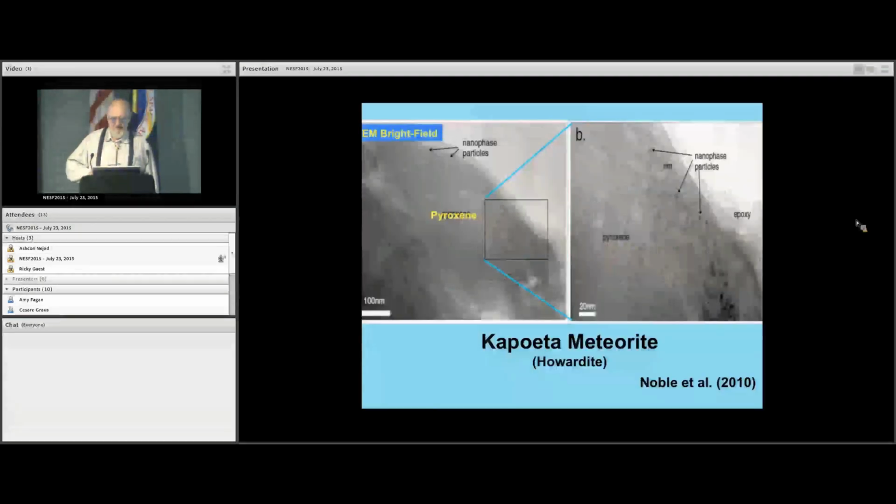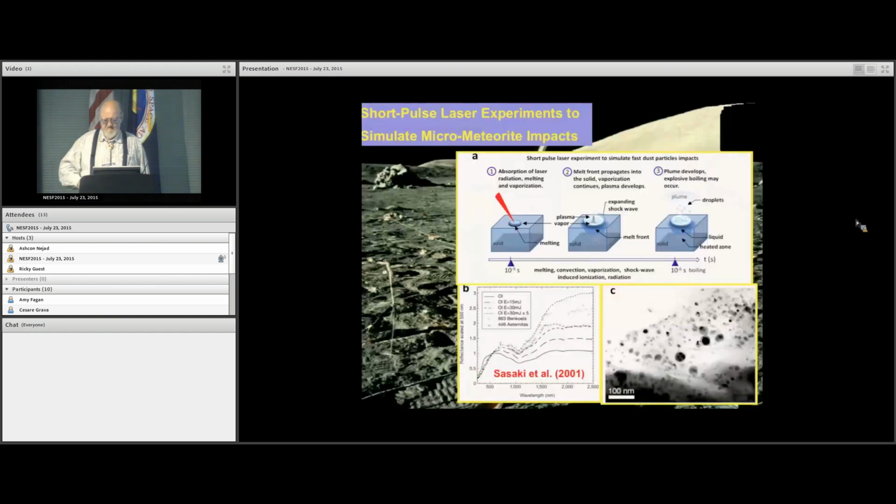space weathering. Then, not to be outdone, Sarah went to a howardite. Howardite is from Vesta. It's part of the eucrite-diogenite group. And howardite is basically a hunk of regolith that's been stuck together. So she looked at this regolith from Vesta, and what did she find? Nanophase iron. Why should there be nanophase iron here? The velocities of impact are very slow.